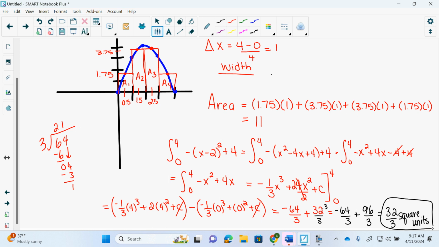So does that make sense? Not too bad, right? Not too bad. So today's homework will be on left partition, right partition, and midpoint.